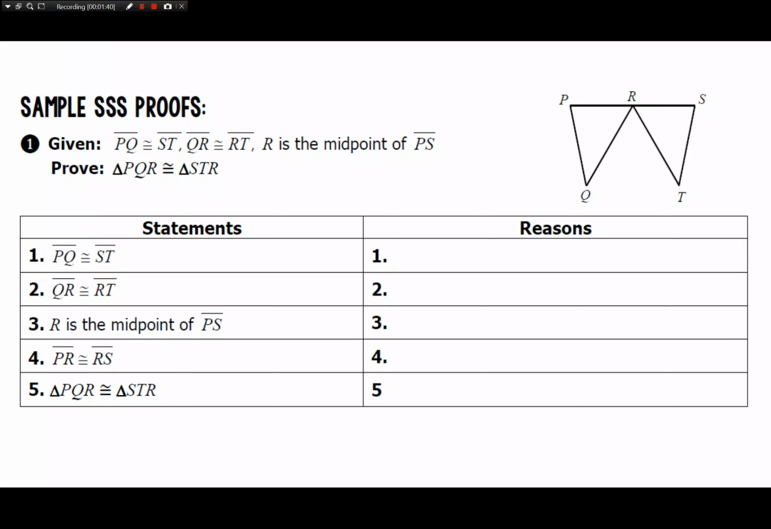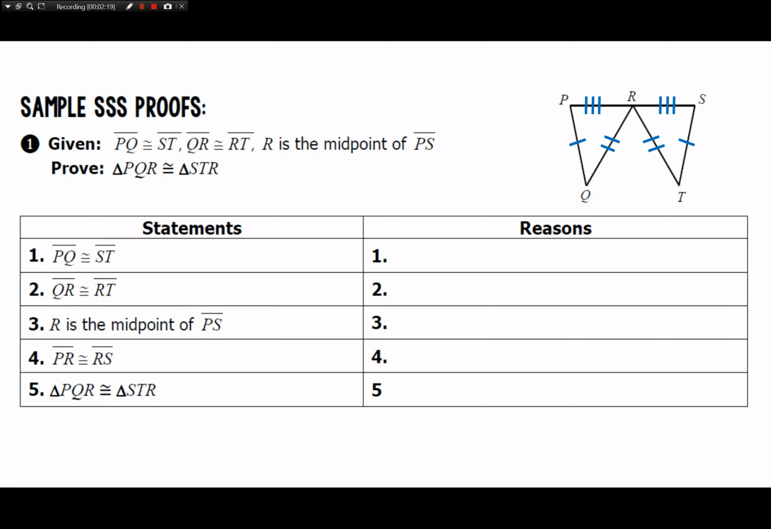So we start off with what we're given. Segment PQ is congruent to segment ST. We're going to mark both those segments with one tick mark indicating that they are congruent to each other. Then we move to the second one, which is segment QR is congruent to segment RT. Mark those with two tick marks. The third thing that we were given is that R is the midpoint of segment PS, which means R is directly in the middle of the points P and S, making segment PR congruent to segment RS.